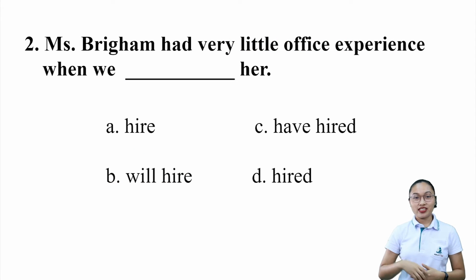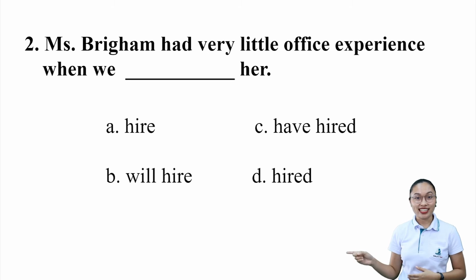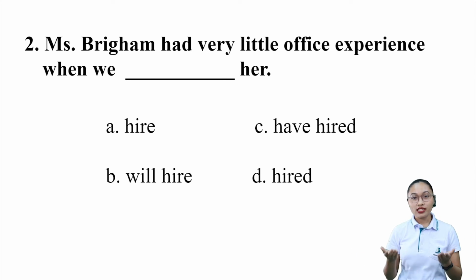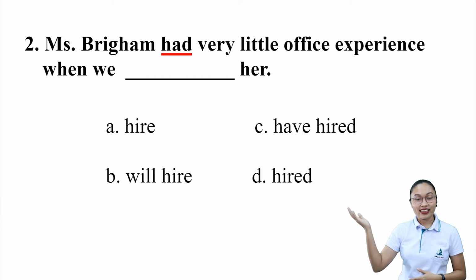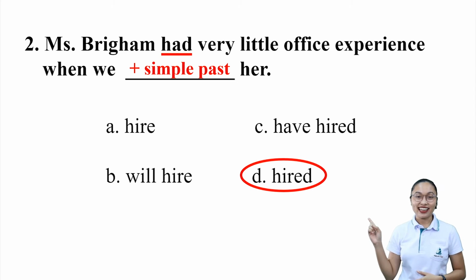Number 2. Miss Brigham had very little office experience when we blank her. A, hire; B, will hire; C, have hired; or D, hired. What is the verb tense in the main clause? Yes, it is in the past tense, had. Therefore, we need a past tense in the time clause. So, the answer is D, hired.